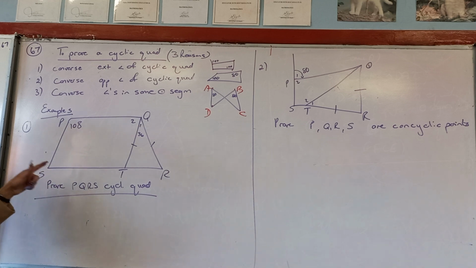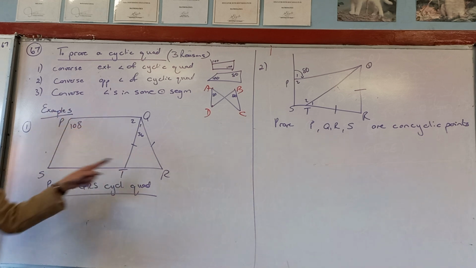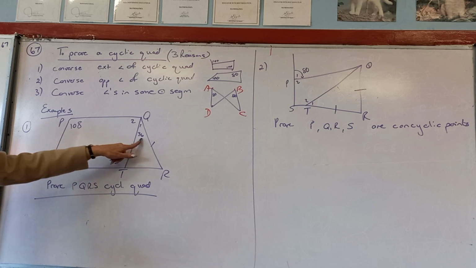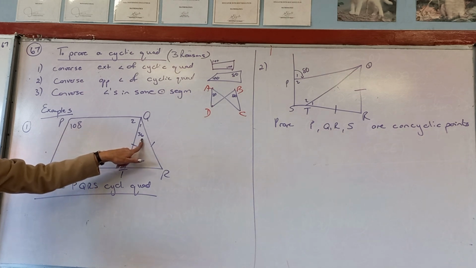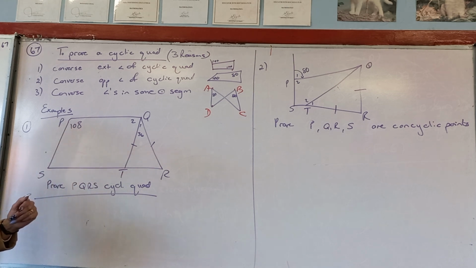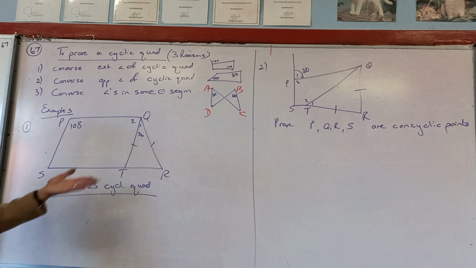So you've got to prove that this PQRS is a cyclic quad, and all I've given you is the 108 there and the 36 there. So let's go back to grade 8 and 9. What can you work out? Can you say that there's a diameter and that there's a tan chord theorem? There's no circle, guys. You've got to work with what you have. What are you going to use?